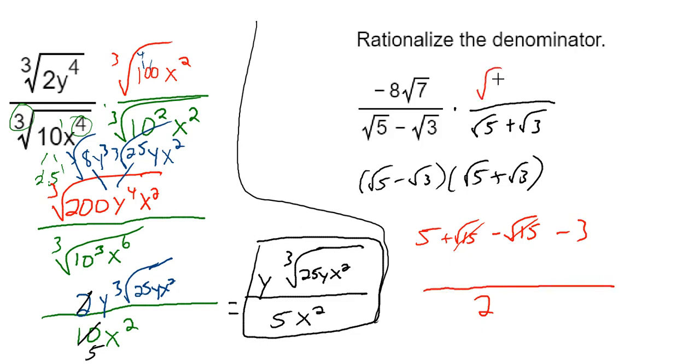On the top, we're going to multiply by square root of 5 times the square root of 3 as well. But what I'm going to recommend before we distribute, because that's what ultimately is going to have to happen here, before we distribute, if you just copy it down here, we have negative 8 square root of 7 times the square root of 5 plus the square root of 3.